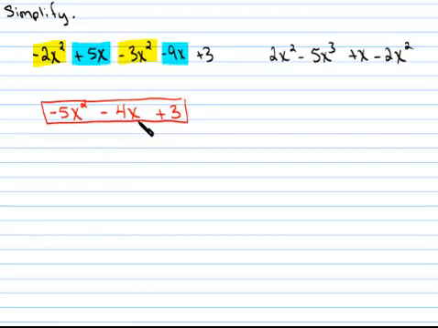Our next example, we have 2x squared minus 5x cubed plus x minus 2x squared. Typically what I do is I look for the highest degree term first, and I want to combine those because our answer is usually written in terms of the highest degree first, descending order. So the highest degree is an x cubed, and I cannot combine that with any other term, so that term will stay minus 5x cubed.